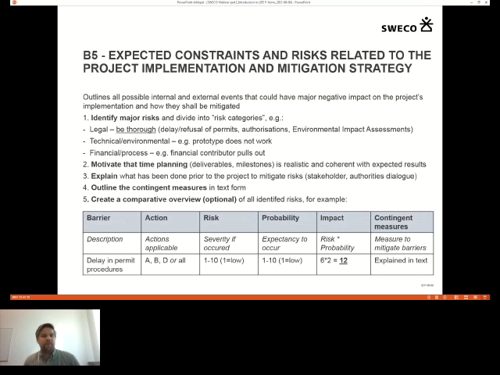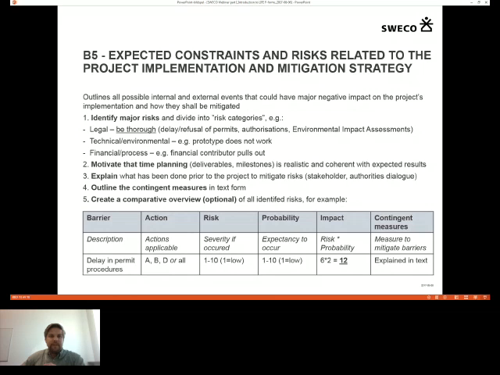Second, motivate your time planning. This is something that the evaluators are looking into too when it comes to the risk management. Is your timetable realistic, and is it coherent with expected results? And then they will look into your deliverables and milestones. It could be worth mentioning your deliverables and milestones already in this risk analysis, at least briefly.